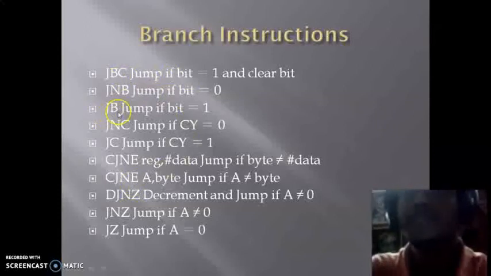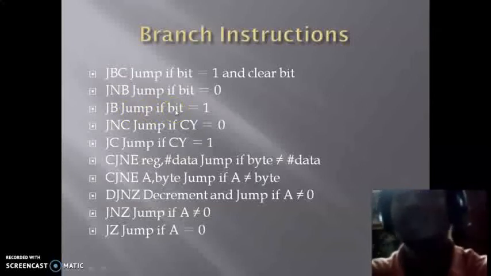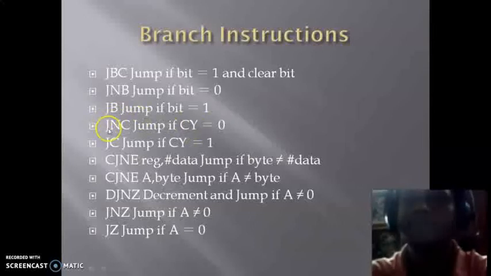Next is the JB instruction. This is a branch instruction. It means if a particular bit is set as 1, at this time it will jump to a particular location that is specified by, or associated with, the address given with the JB instruction. Next, JNC: jump if the carry is reset, basically if carry is not generated. At that time it will jump to a particular location specified with this instruction.